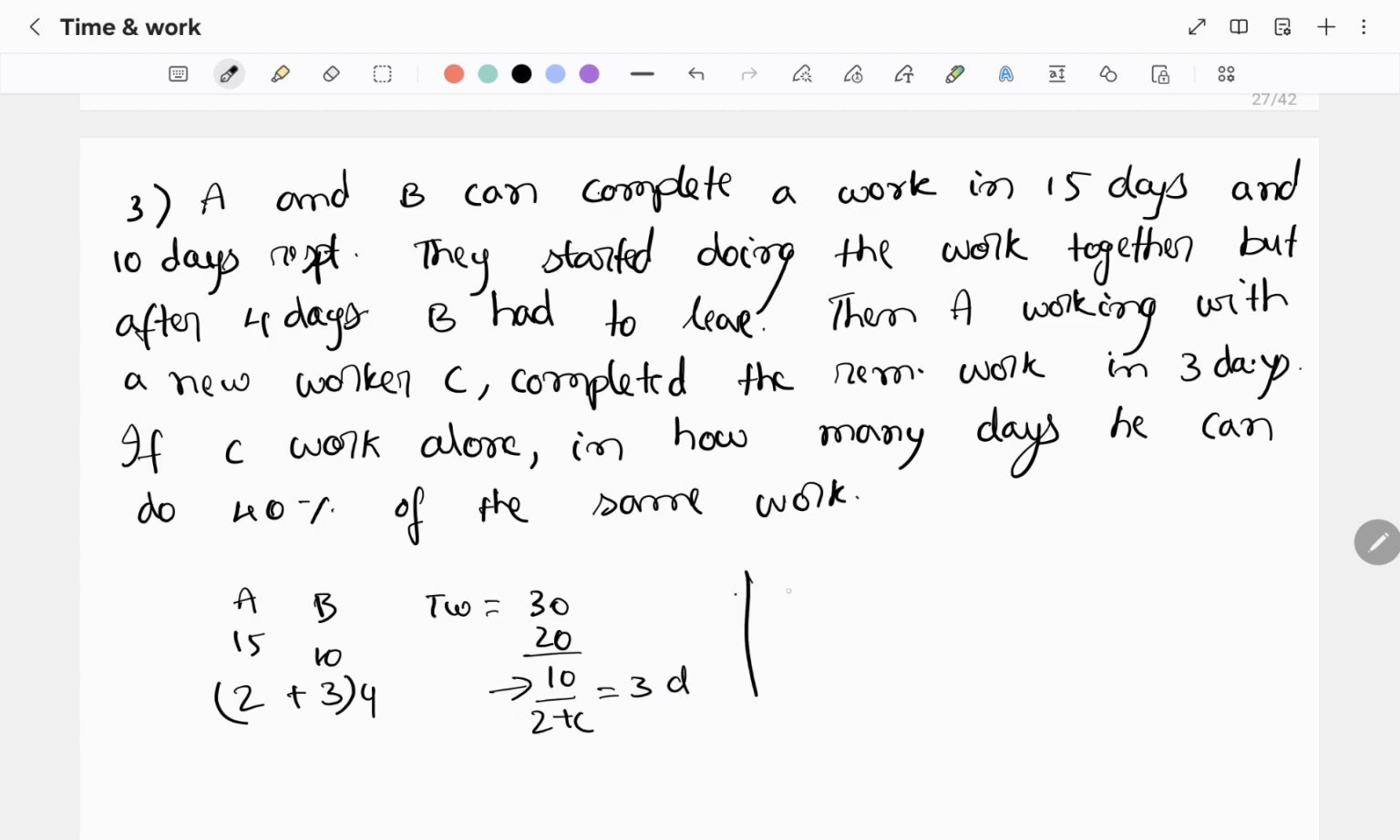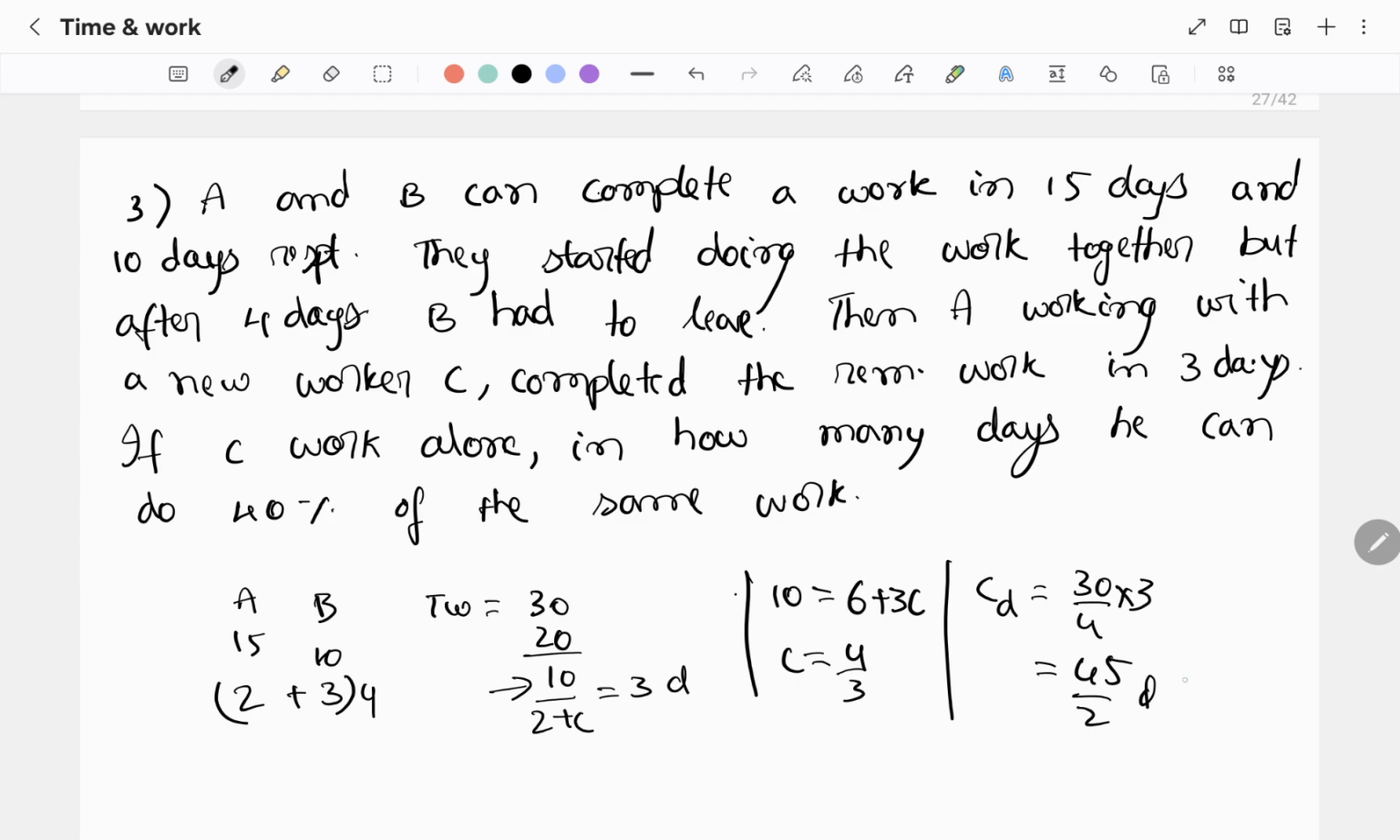So 10 is equal to 6 plus 3C. So C is equal to 4 by 3. C's efficiency is 4 by 3. Now, C's number of days. What is the total work? 30 parts. This 30 parts will be completed by C in how many days? C's number of days is equal to 30 by 4 into 3. Correct? So it will be 45 by 2 days.